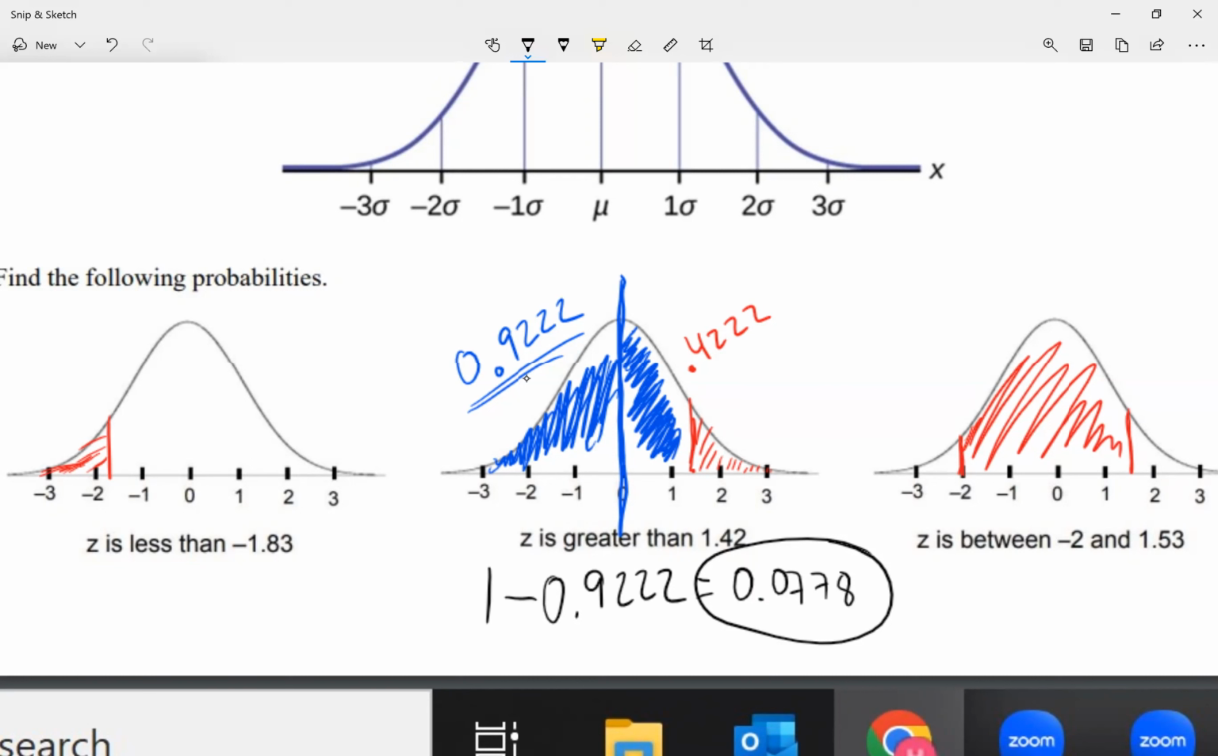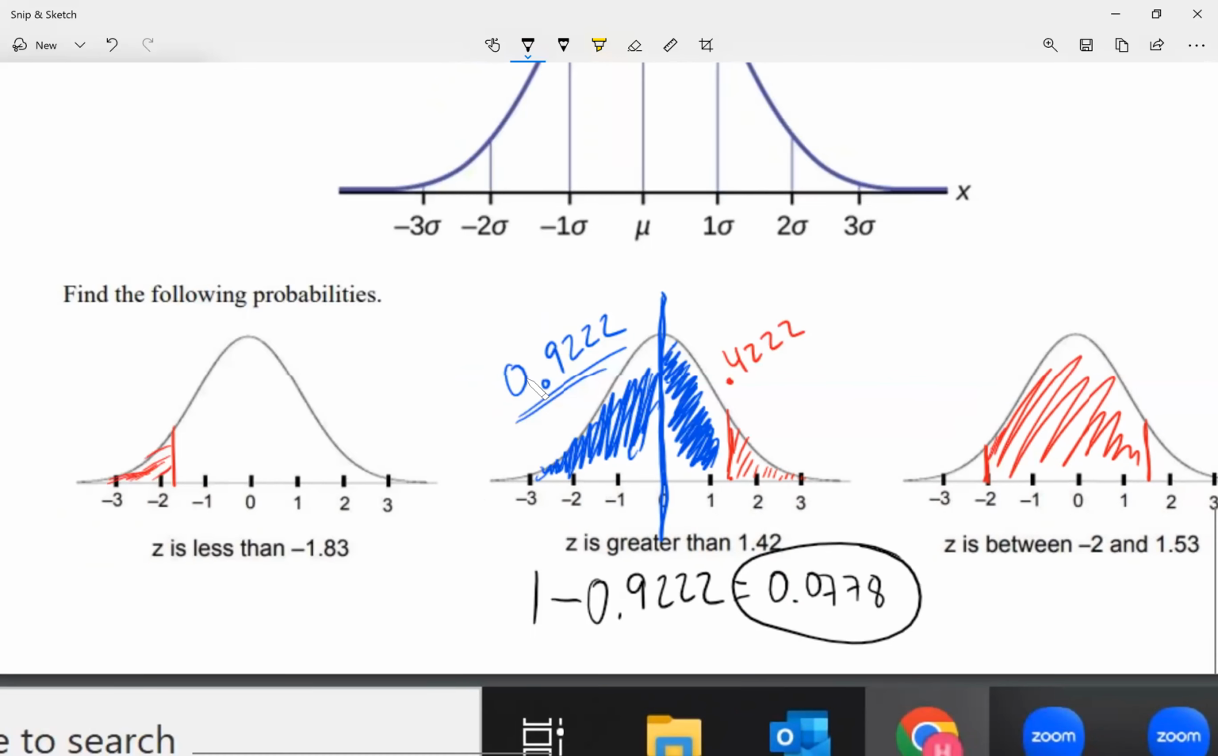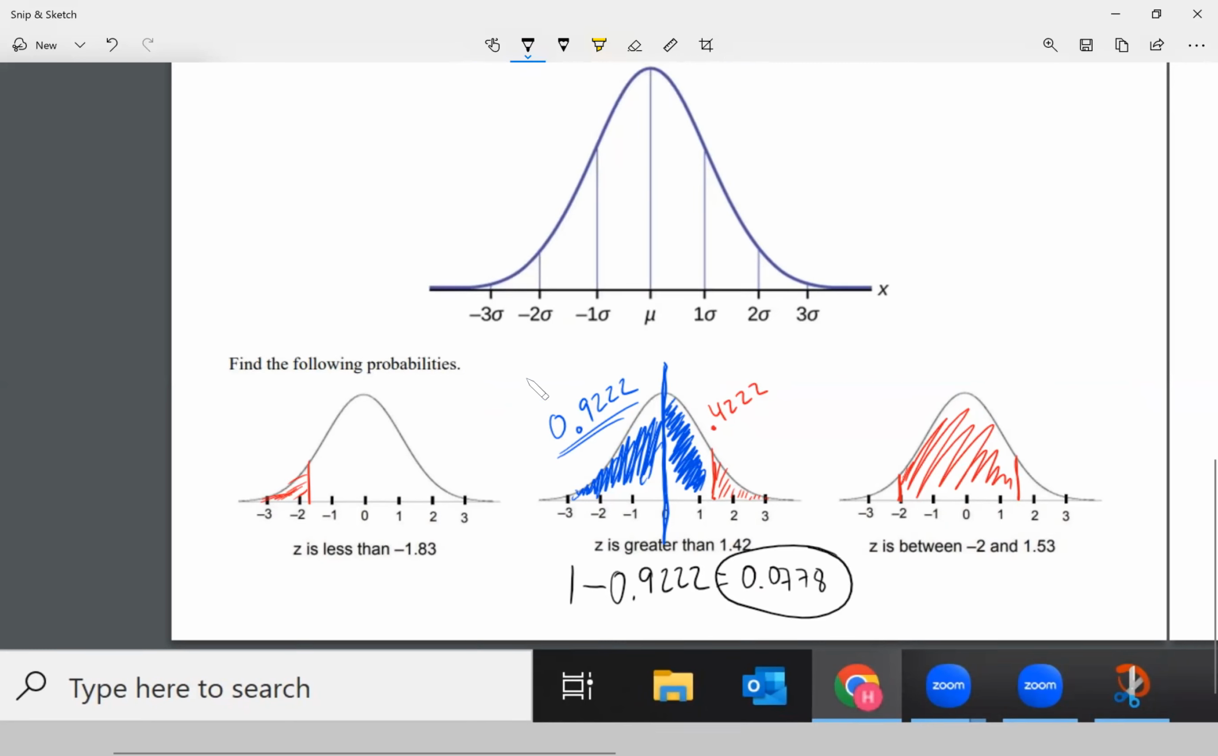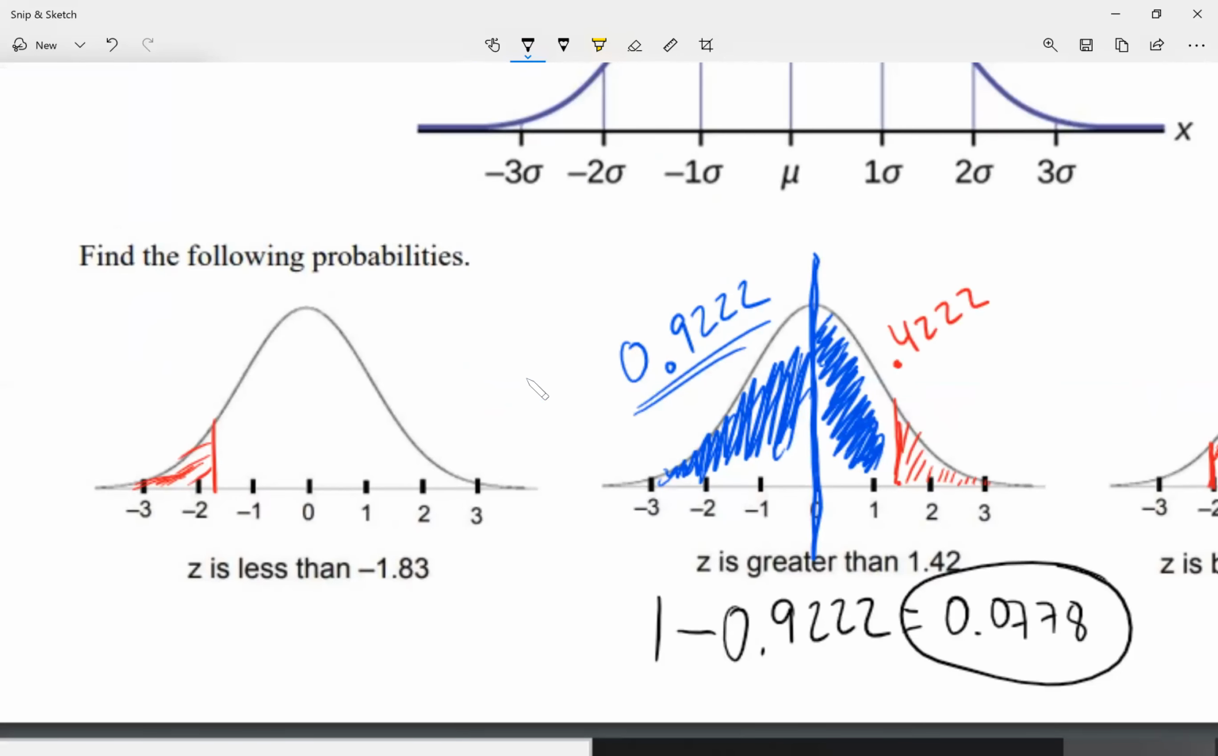Nice. The table on the chart gives us values from 0 and then goes to the right. How many places does it go? Okay, let's take a look. Now, my first example, Z is less than negative 1.83. Let's take a look at my table. Remember, let me bring this up over here.